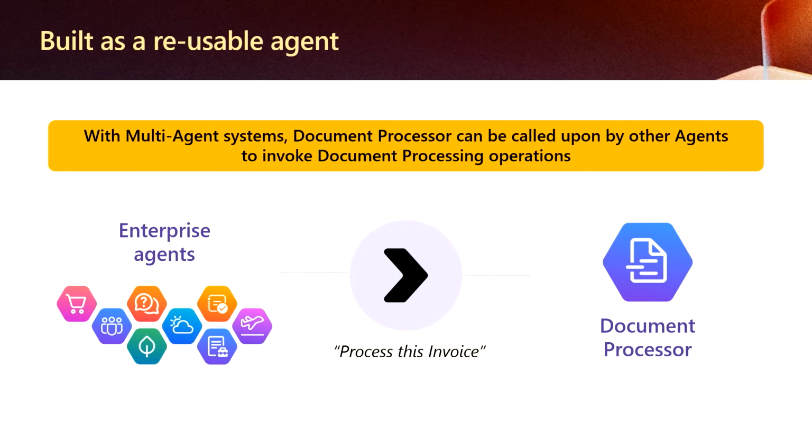All right, and what's really interesting about this agent is it's a reusable agent. I think one of the big themes that we have at Build this year is everything linked to multi-agents. So basically having agents being able to talk together, interact together. And what's really cool about this new document processor agent is that it can be invoked by other enterprise agents for the specific task of processing documents.